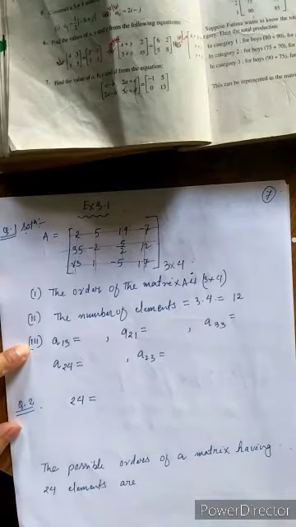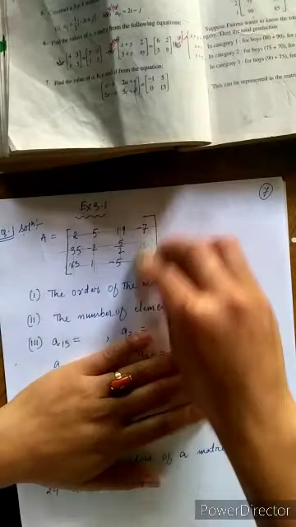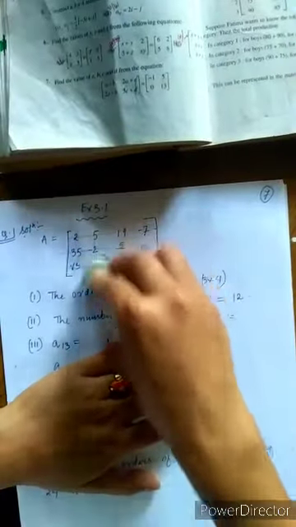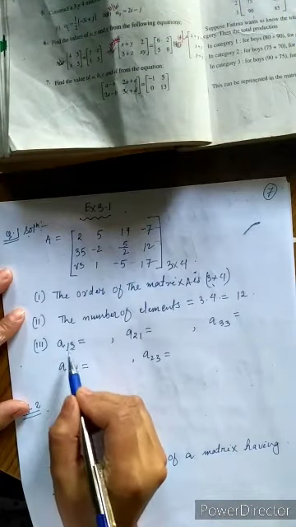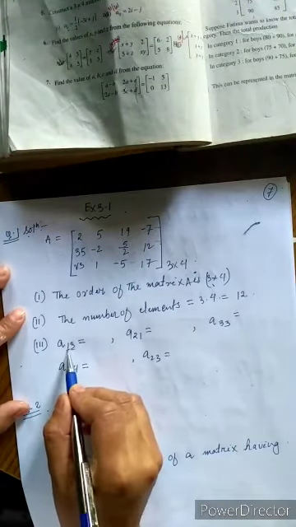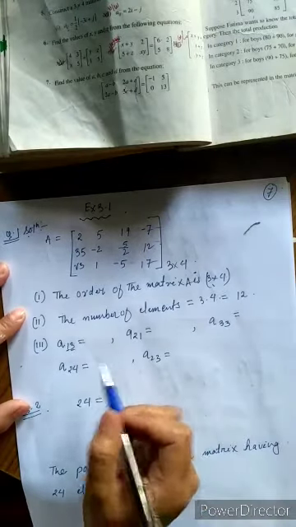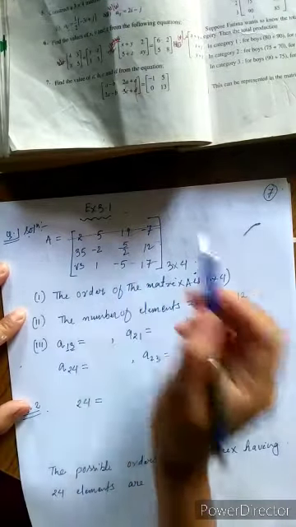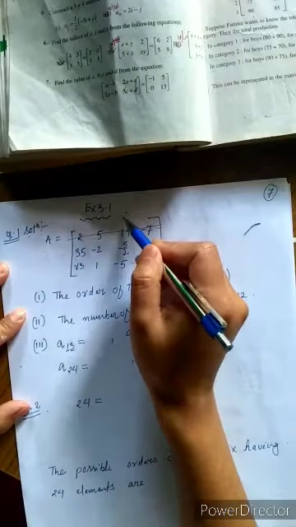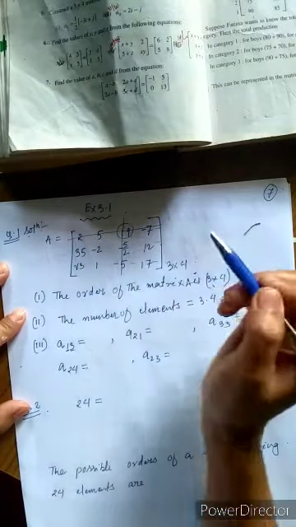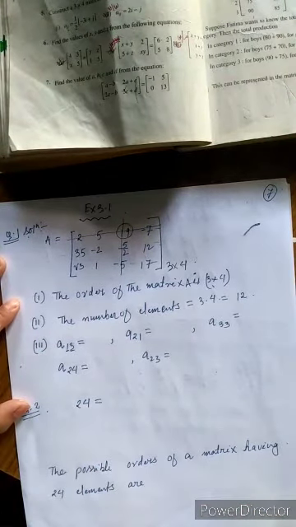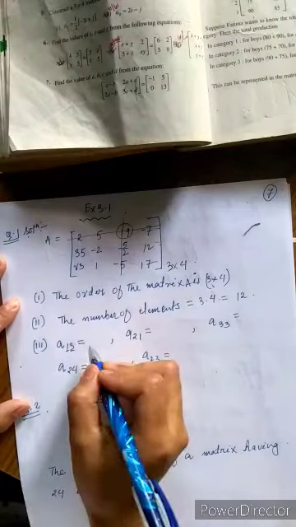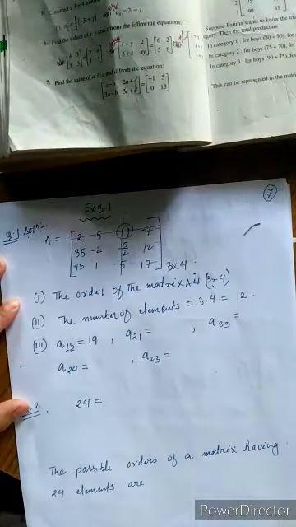Number 3. Write the elements of A13. A13 represents the element that lies in the first row and third column. The first number represents the row and the second number represents the column. First column, second column and third column. At the intersection point is 19. So element A13 is equal to 19.